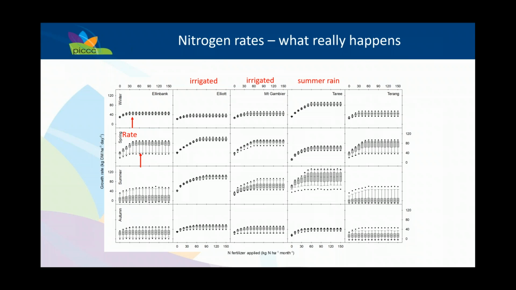The autumn's the one that I wanted to highlight, because if you look generally across that whole row, a lot of the autumn responses are far less impressive. And that's one thing that's come out of our recent research, where we've shown that at Ellenbank, so the first column, bottom left-hand corner, and Terang, bottom right-hand corner, you can get some years in autumn where you get a good response to nitrogen because it's following a wet summer.